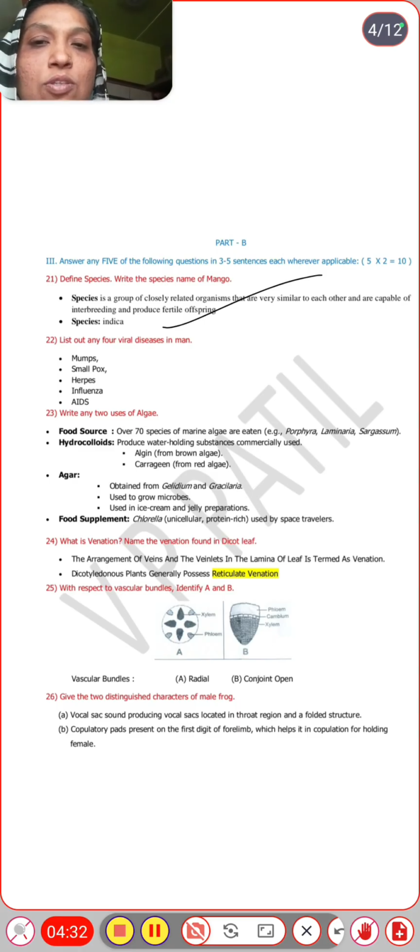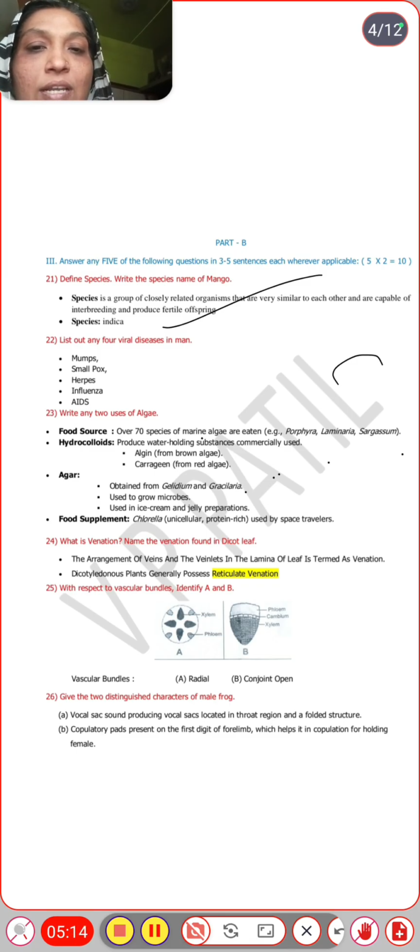Write any 2 uses of algae. Food source: over 70 species of marine algae are eaten, such as Porphyra, Laminaria, Sargassum. Hydrocolloids produce water holding substances. Algin and carrageen, that we call from brown algae and red algae. Agar is obtained from Gelidium and used for the growth of microbes and making of ice cream preparation. Food supplements: Chlorella is used as food for space travelers. That is uses of algae.